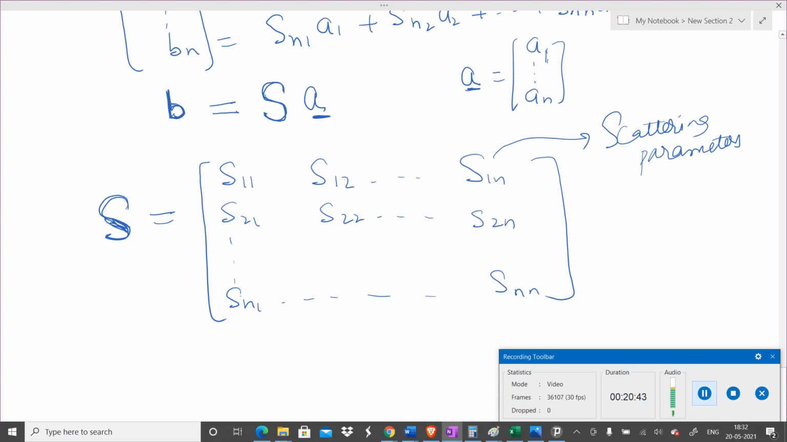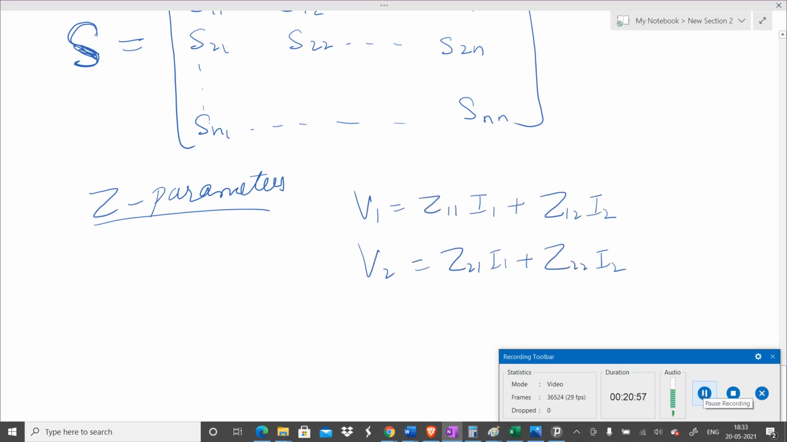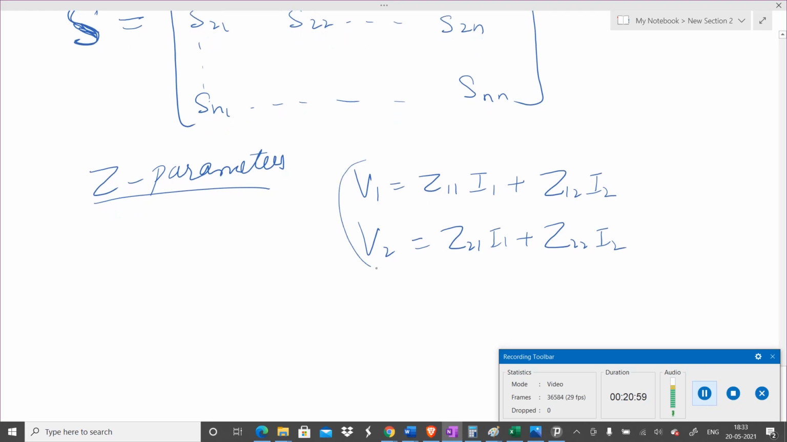Out of H parameter, Y parameter, Z parameter, S parameters look somewhat similar to Z parameters. You all should recall how Z parameters are defined. It is defined like this. V1 is this, that is how Z parameters are defined, right? So you can compare V1 and V2 with B1 and B2, and I1 and I2 with A1 and A2. Then Z11, Z12 are comparable with S parameters.